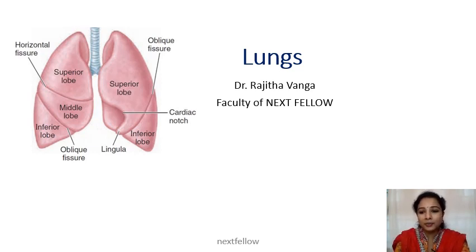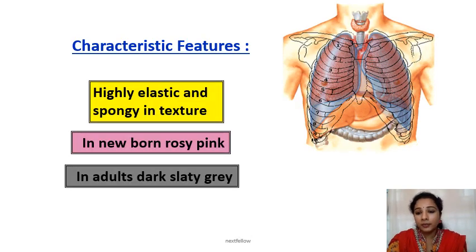So today's topic is on lungs. Lungs are the principal organs of respiration. The lungs are basically made of two components, the respiratory component and the connective tissue component. The respiratory component is made of bronchopulmonary segments, where we are going to see the alveoli, bronchioles and bronchial tree, where the exchange of gases takes place. The non-respiratory component is made up of connective tissue, which predominantly contains elastic fibers.